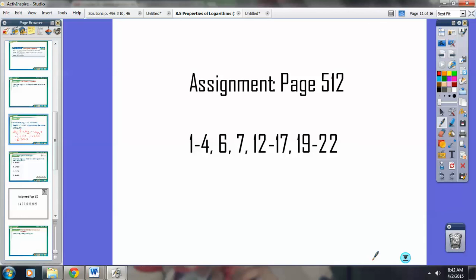These are the problems that we're going to try using our properties of logs. Remember, if you are multiplying your arguments, add your logarithms. If dividing, subtract. If you have an exponent on your argument, where can you put it? In the front. And if your base matches your argument, what's that value? 1.